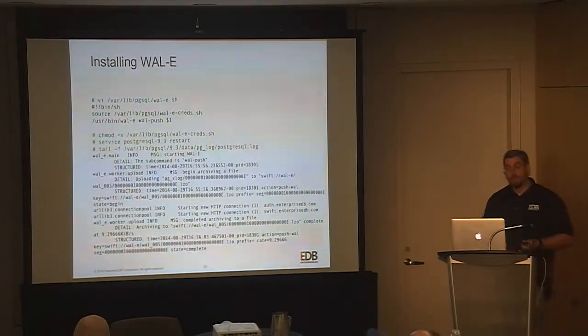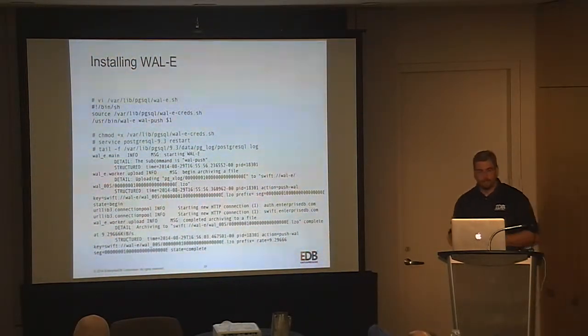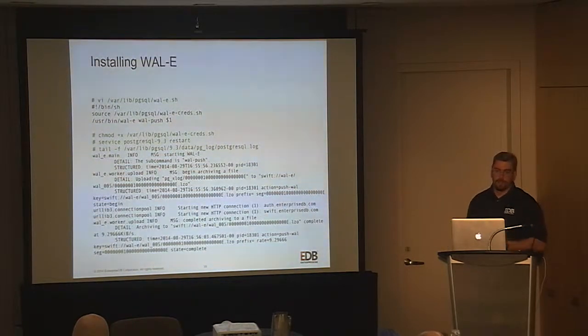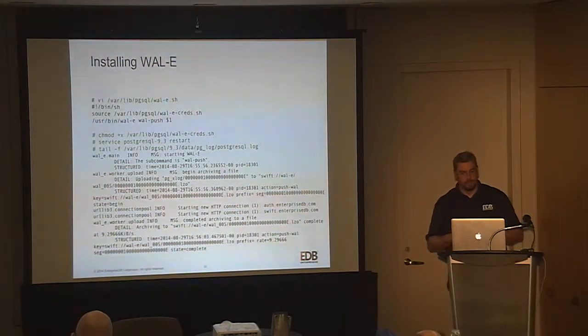Then create a very, very simple script. This is the script that Postgres is actually going to call. All it's going to do is source the file with the credentials in it, and then call WAL-E with the right command to actually push the WAL across. We make that executable. We restart Postgres so that our changes to the configuration take effect.